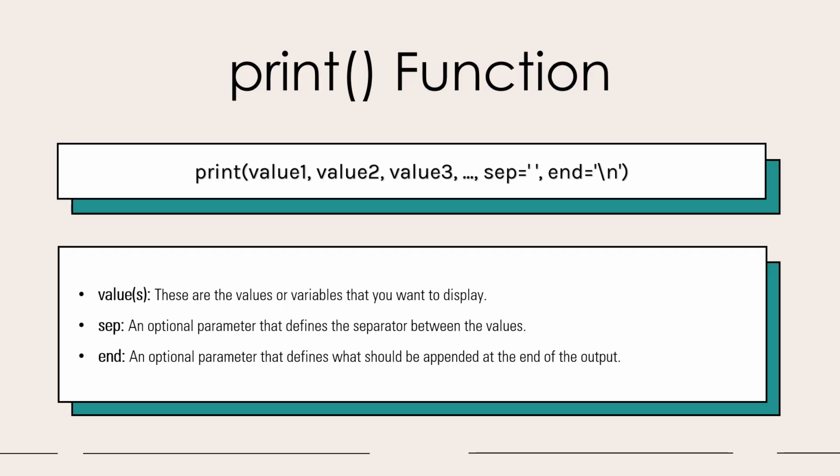Print function is used to display the output data to the console. The basic syntax of the print function is as follows. Values are the variables that you want to display. You can pass multiple values separated by commas, and the print function will display them one after the other.